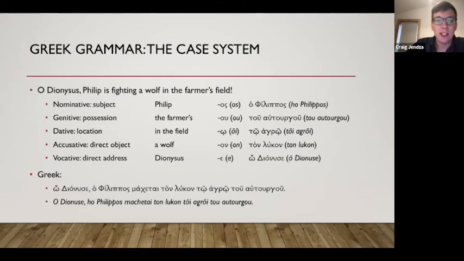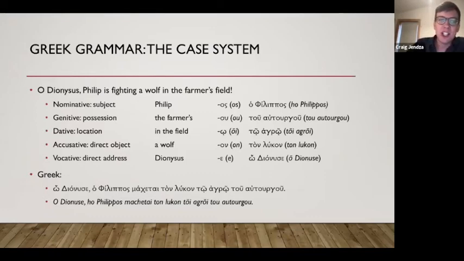If you wanted to say this in ancient Greek, you would just put those endings onto the words, and then that tells you everything you need to know. So it looks like this: O Dionyse, O Philippos, Makatai, ton lukon, to agro, to auturgu. And each of those words has a different case, a different ending on it to show whether it's the subject or the direct object or whatever.